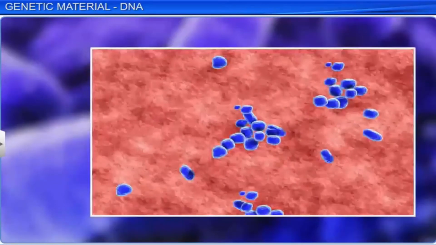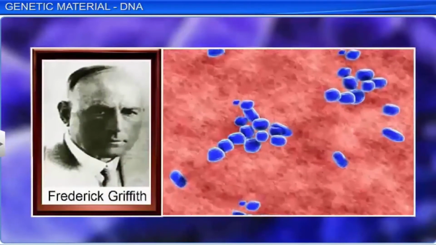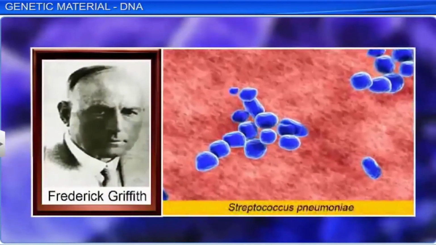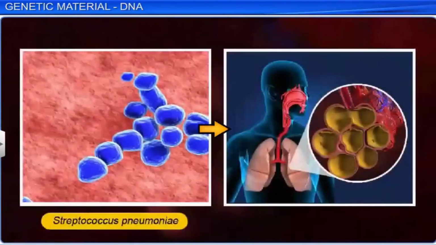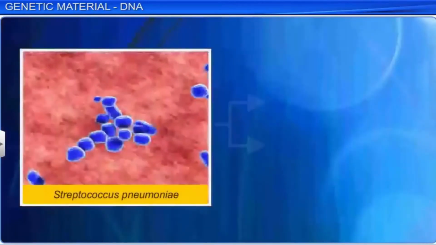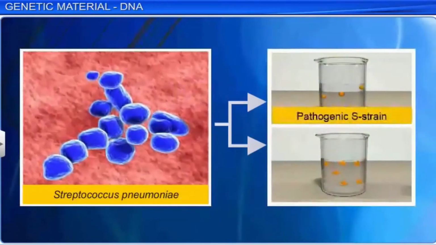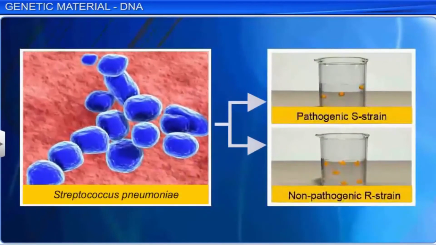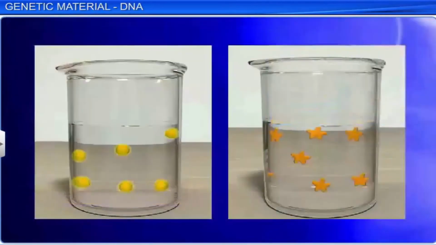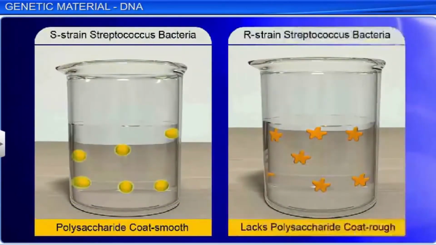British bacteriologist Frederick Griffith was the first to conduct experiments with the bacteria Streptococcus pneumoniae that was responsible for causing the disease pneumonia. He worked with two types of bacteria strains, the pathogenic S strain and the non-pathogenic R strain. The S strain has a polysaccharide coat that makes it smooth, whereas the R strain lacks it, making it rough.